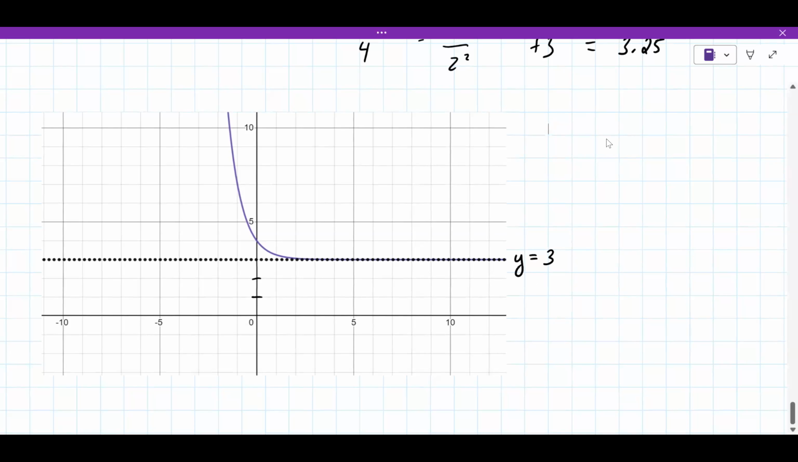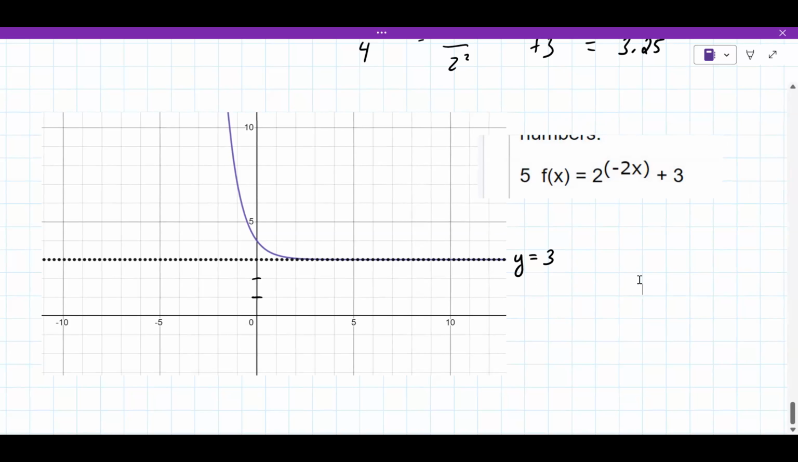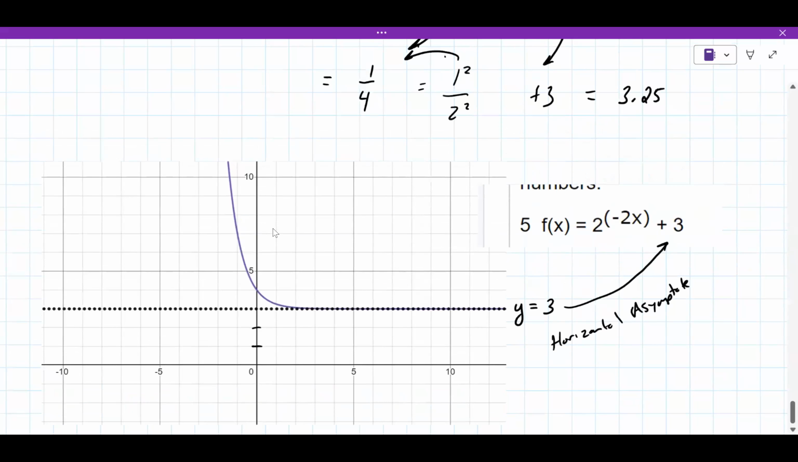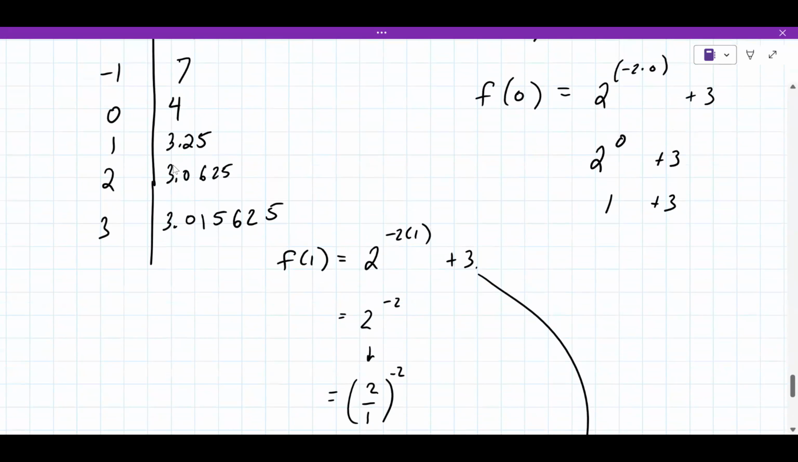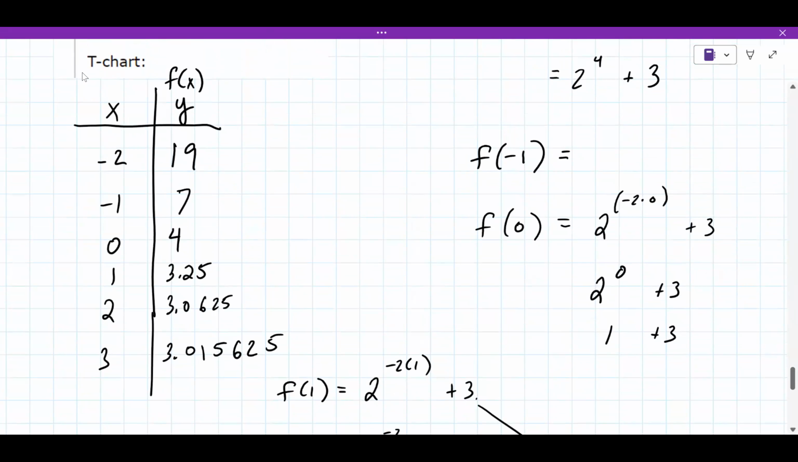So let's go back to the original equation. Do you see a 3 in the original equation? Yes. It's right there. That's the horizontal asymptote. That's the value that the graph approaches. Do you see how it approaches that value? And if you look at the table, these last 3 get really close to 3. Okay. So this first part concludes what's asked for the t-chart.